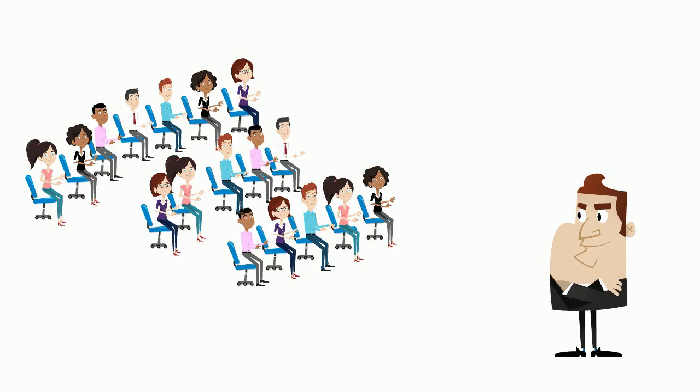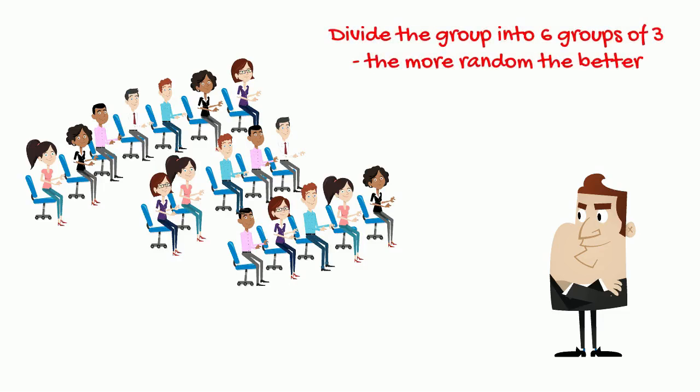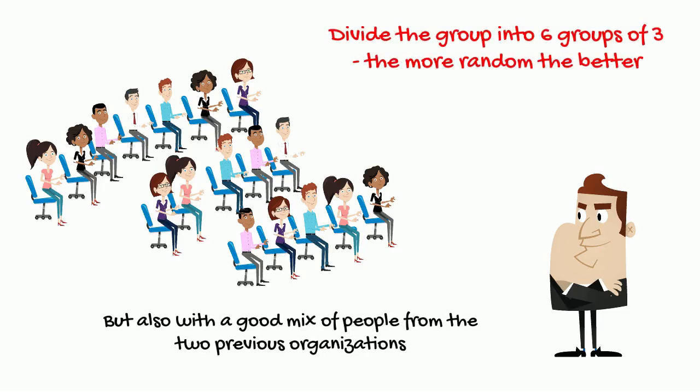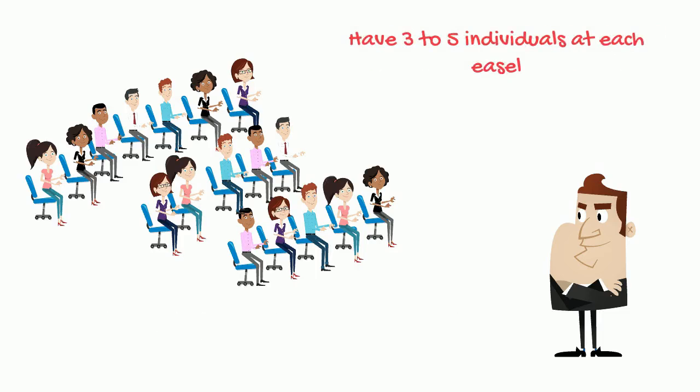After this brief explanation, divide the group into 6 groups of 3, the more random the better, but also with a good mix of people from the 2 previous organisations. Have 3 to 5 individuals at each easel.